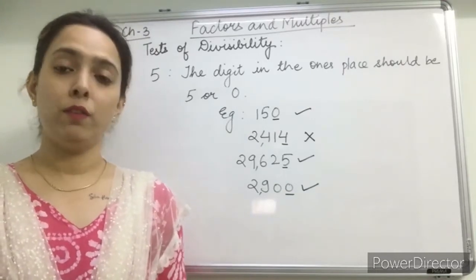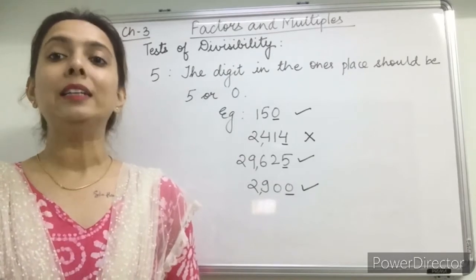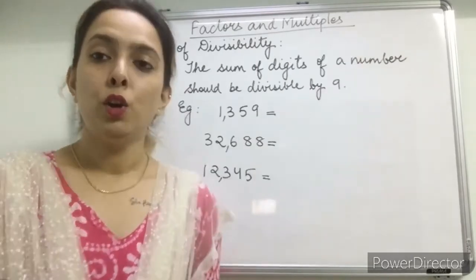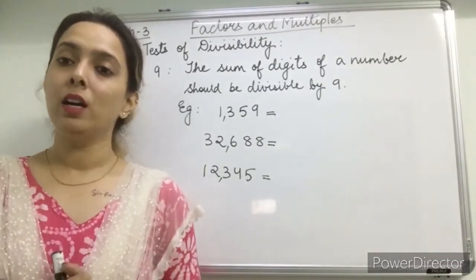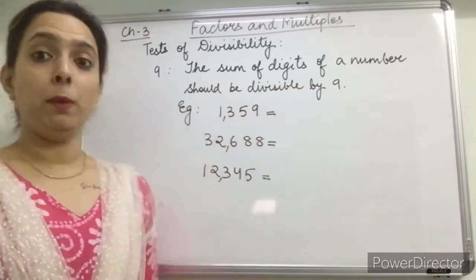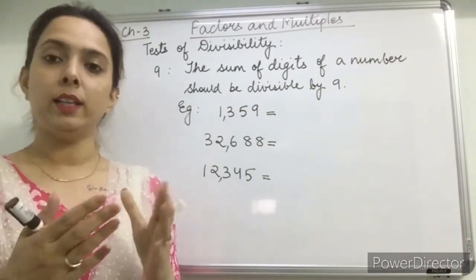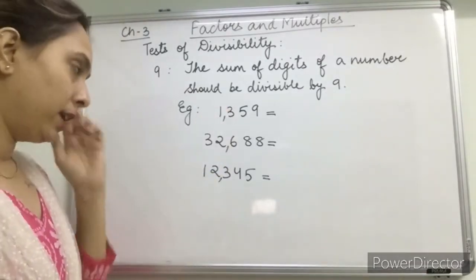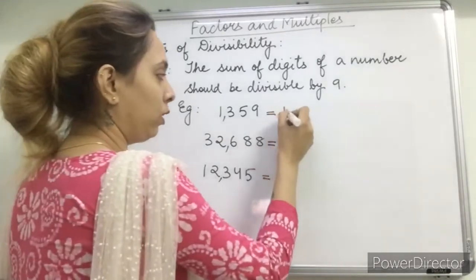Next, we will go for rule number 4, that is divisibility rule for 9. Rule for 9 and rule for 3 are same. The sum of digits of a number should be divisible by 9. If the sum is divisible by 9, then the complete number is divisible by 9. So let's check it out for 1359. So I will add all these numbers.